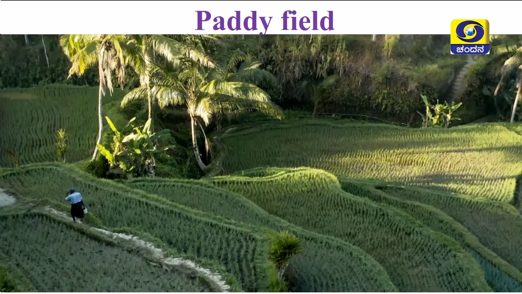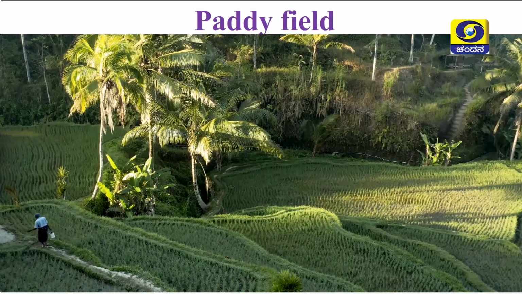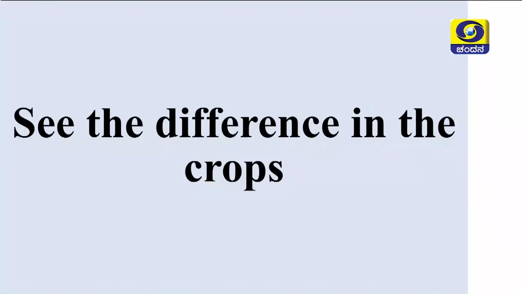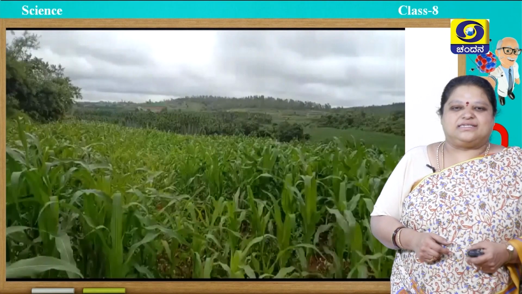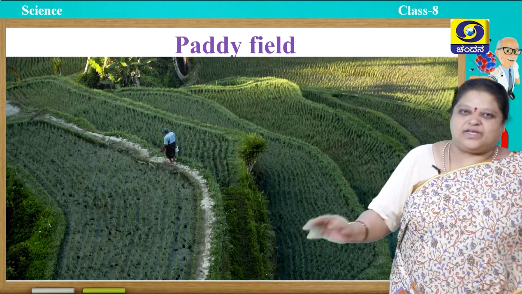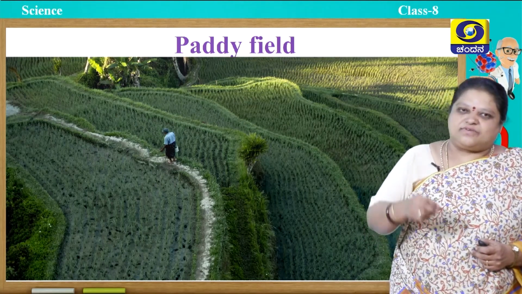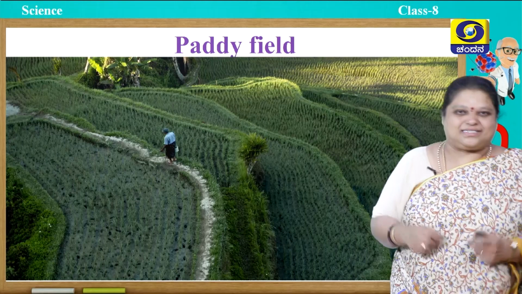So are you observing the video? How evenly it is spread over? Yes. Did you see the difference in the crops? Yes. So what happens is, to sow them evenly in the field, first we have to grow them in small nurseries.